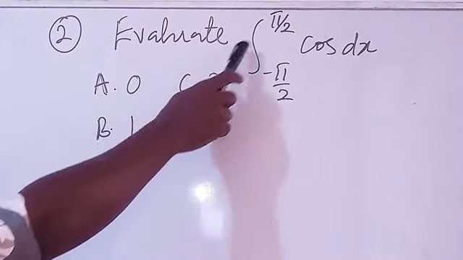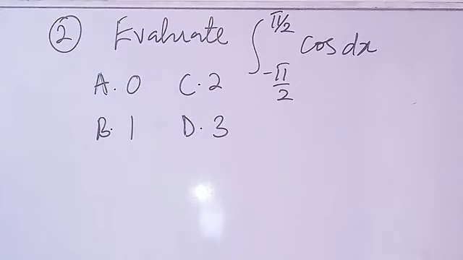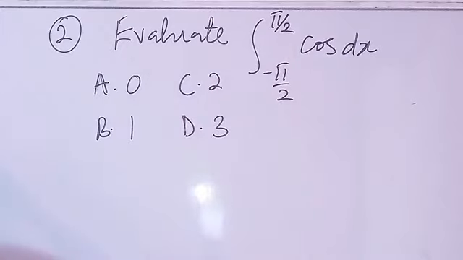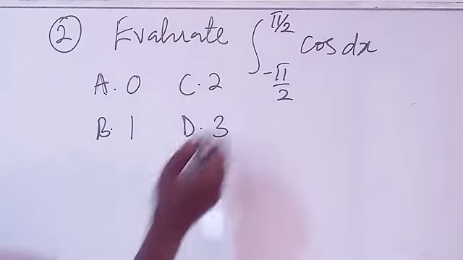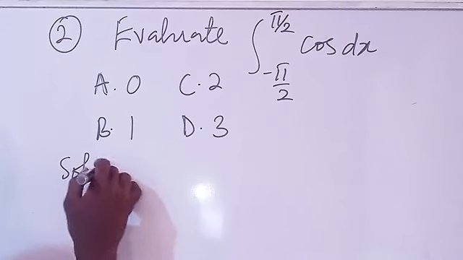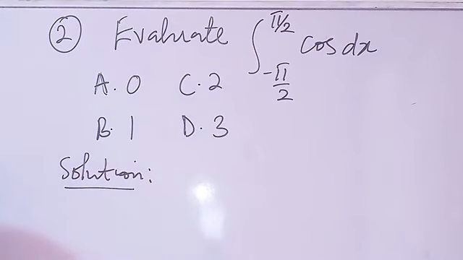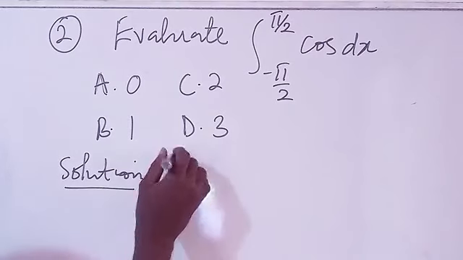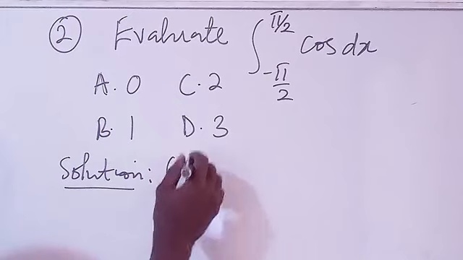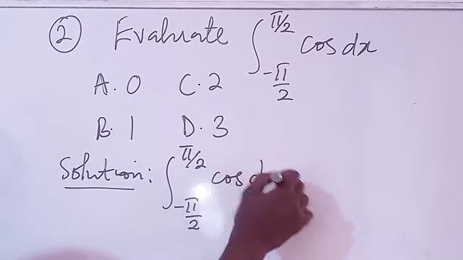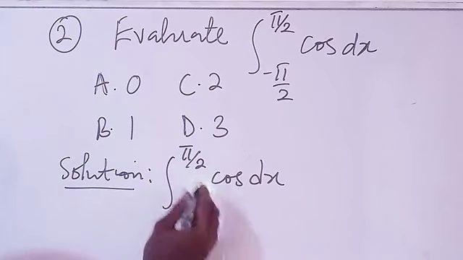All right, so you have the second question. The question says evaluate the integral of cos x, that ranges from negative pi over 2 to pi over 2. Before that, please try to pause the video, do it yourself, then come and check your result. We have the integral from minus pi over 2 to pi over 2 of cos x dx.